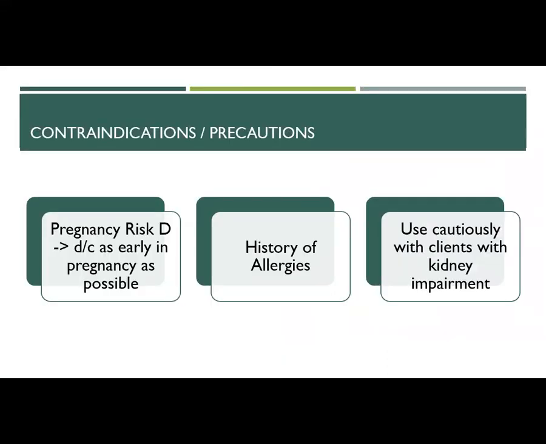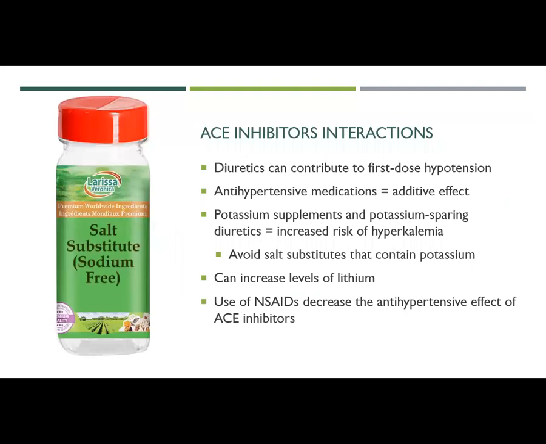Some contraindications and precautions. So this is pregnancy risk D. So you want to discontinue as early in pregnancy as possible. History of allergies, and use cautiously with clients with kidney impairment. Your ACE inhibitor interactions: diuretics can contribute to first dose hypotension. So a lot of times what your physician might do is tell them, okay, we're going to stop your diuretic 2 to 3 days prior to you taking this ACE inhibitor.